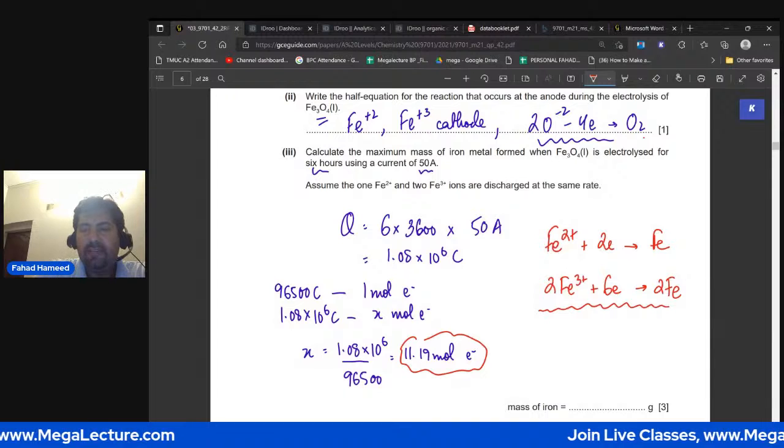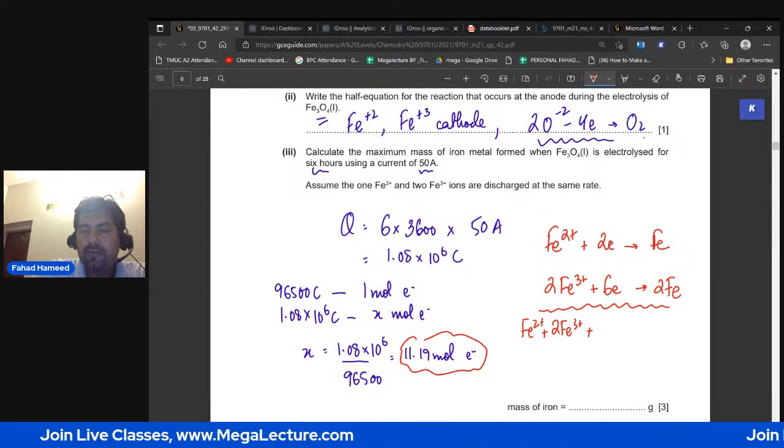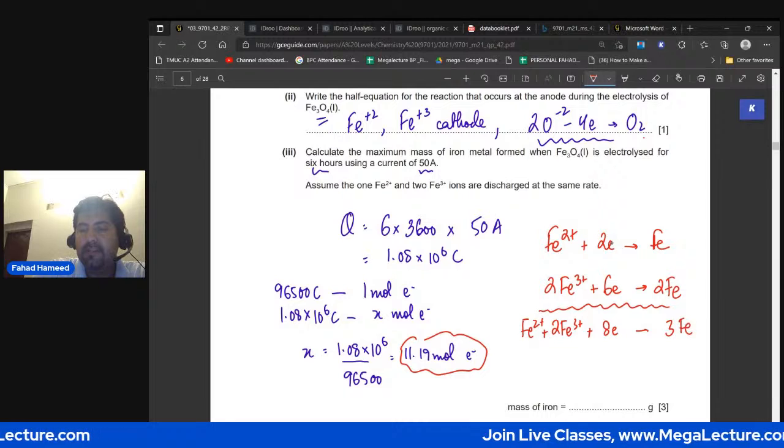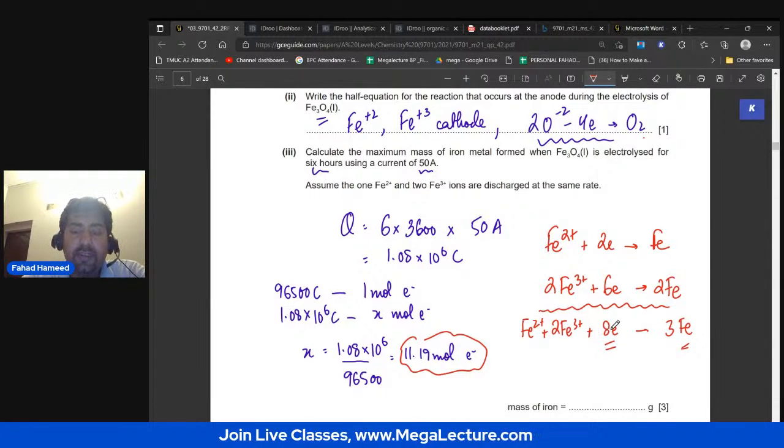So he's saying both reactions are happening together. So I'm going to add this up. I've got Fe2+, and I've got two Fe3+, and together they're going to need 8 electrons, and they would form 3 Fe atoms. So I'm only dependent on this ratio. It's 8:3. You need 8 electrons to form 3 Fe.